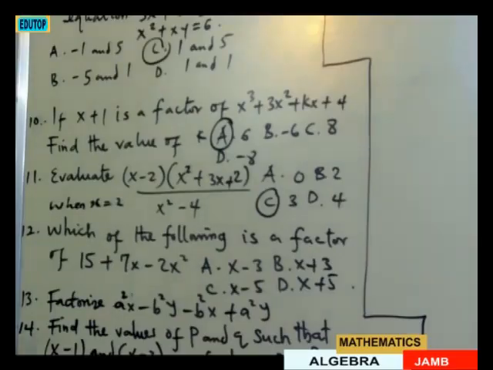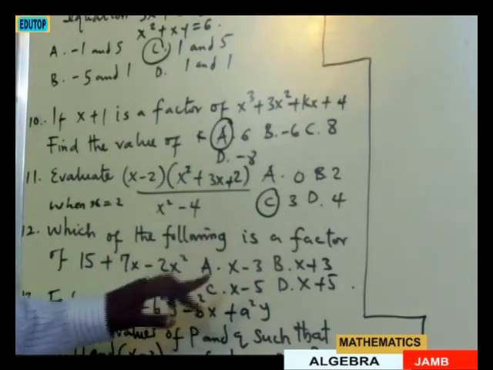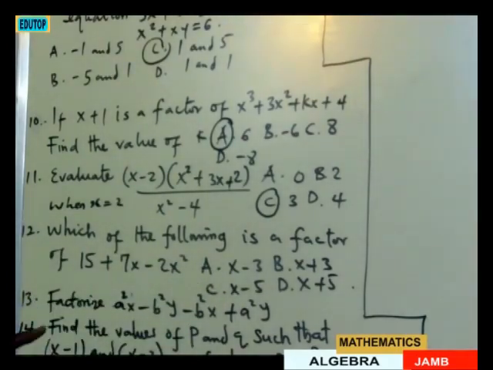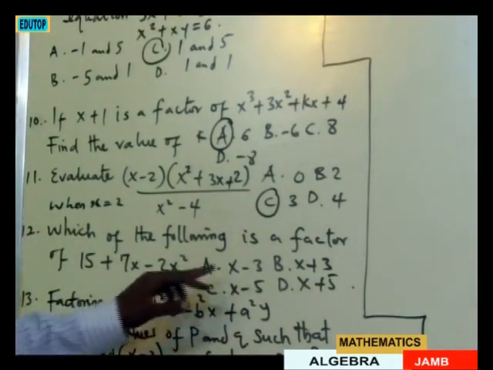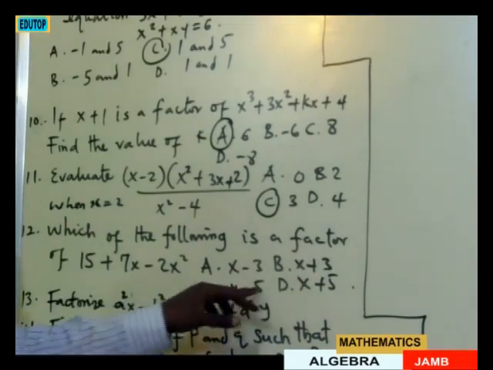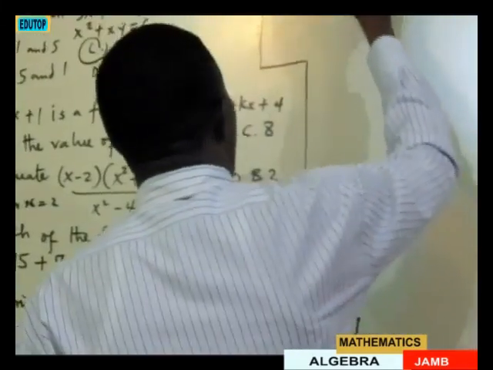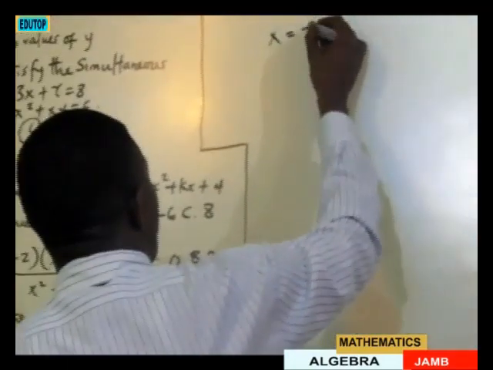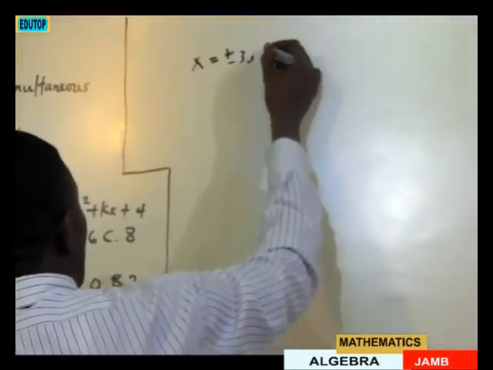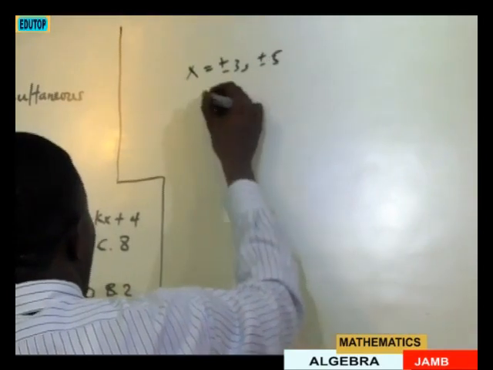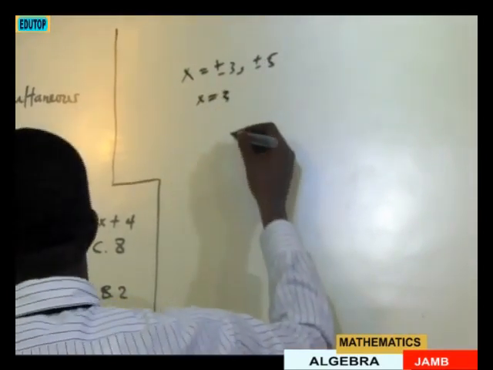Now, the next question. Which of the following is a factor of this? How do you know a factor? Just go directly to your options. You see minus 3, plus 3, minus 5, plus 5. So x is going to be ranging from plus or minus 3, plus or minus 5. So let's try x equals 3 first.